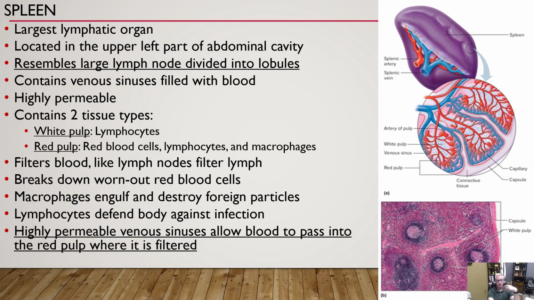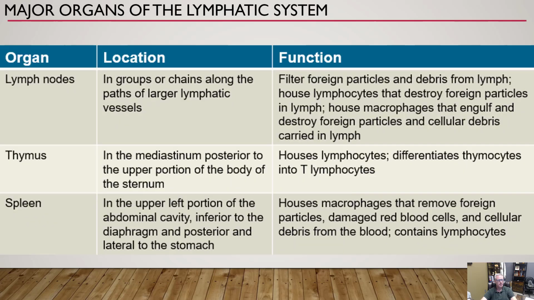your life. And remember that B cells are also going to be found in the spleen, just like they are going to be found in the germinal cells of the lymph nodes. All right, so here's just a summary slide of the different organs of the lymphatic system. We have our lymph nodes, our thymus, and our spleen.